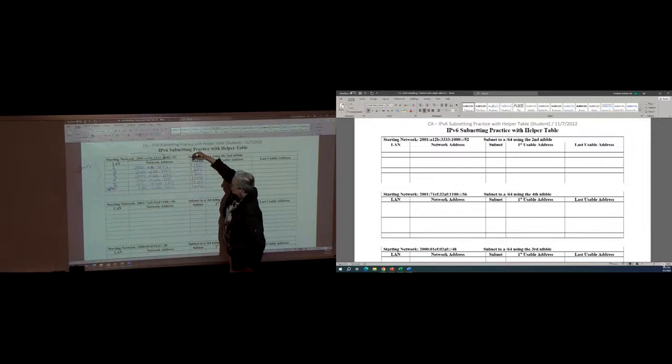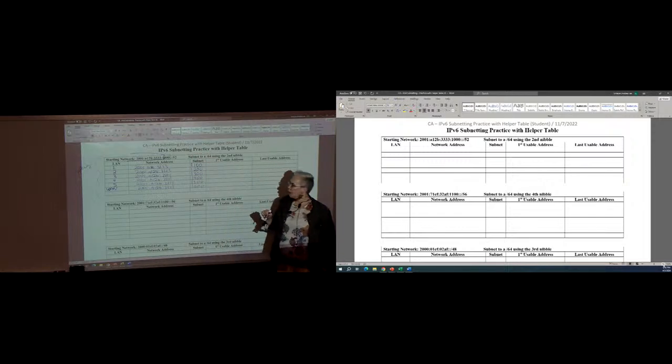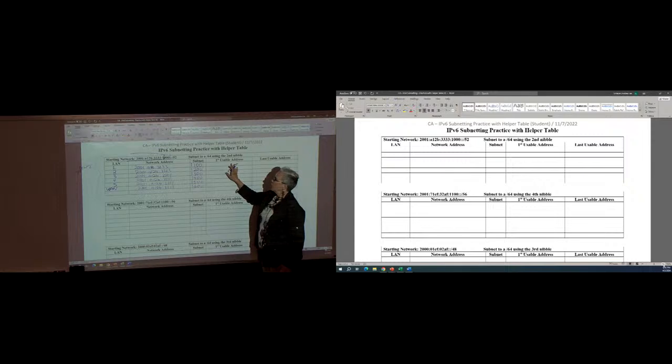Yeah, you read from here over. So this is nibble 1, 2, 3, 4. Okay, so now we've got the network and the subnet part. The first usable address. What's the definition of the first usable address, as it relates to the host bits? All bits off except the last one.